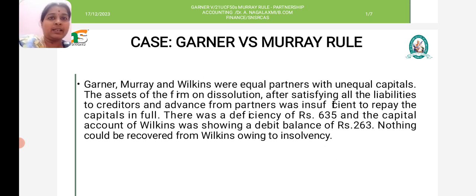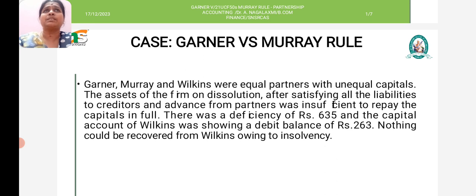So here what they are explaining is there are three partners: Garner, Murray, Wilkins. They were sharing the profits and losses equally. They mentioned equal partners with unequal capitals, that is, the capital contributions of the three partners are not equal. So the assets of the firm on dissolution: at the time of dissolution, all the assets have to be realized in order to settle the liabilities of the partnership firm.